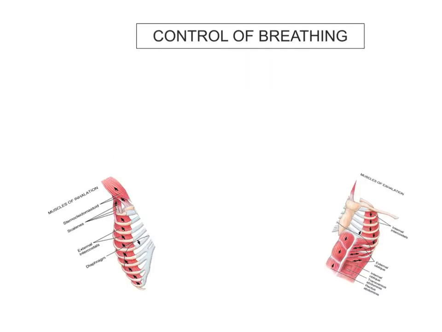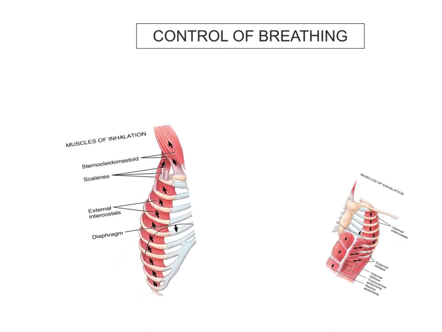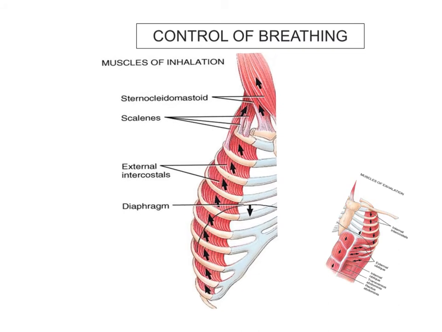This Explain Everything is looking at the control of breathing. Let's look at the muscles of inhalation, those involved in ventilation, and just appreciate that in inhalation you must increase the volume of the thoracic cavity and therefore the lungs, decreasing pressure so that air is going to move from the atmosphere into the lungs and thus inhalation.